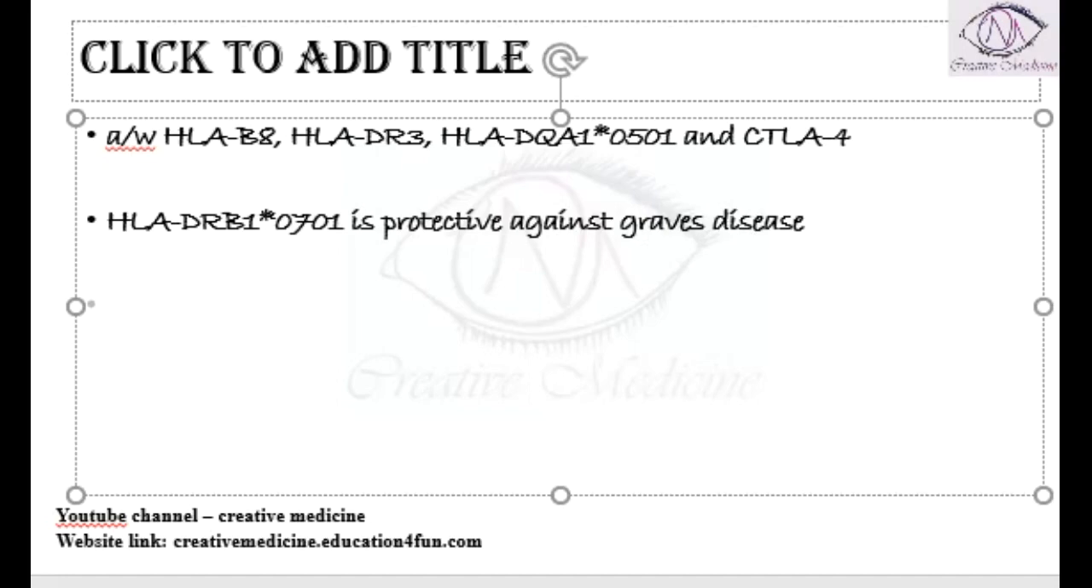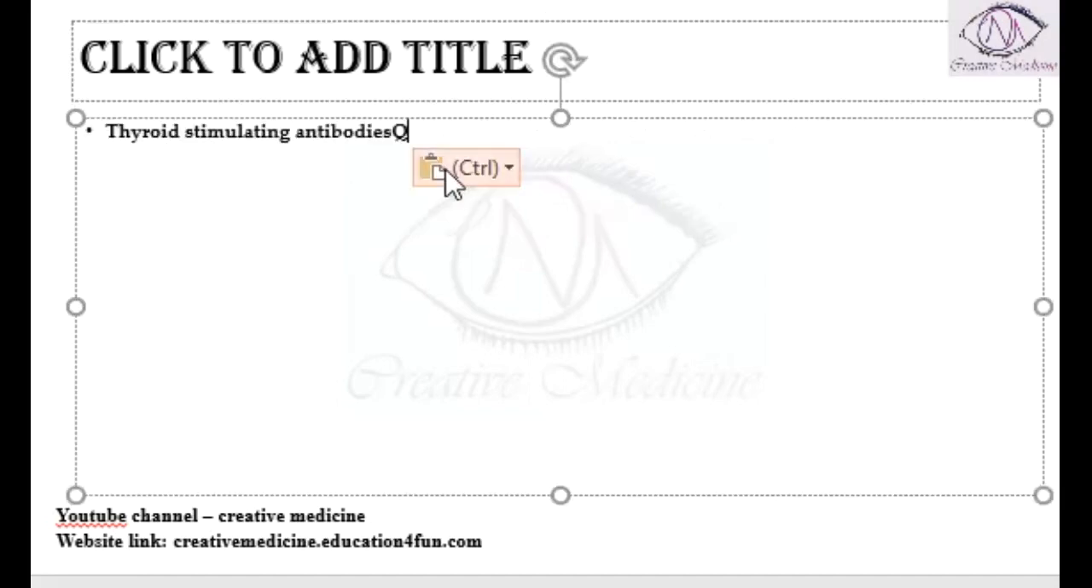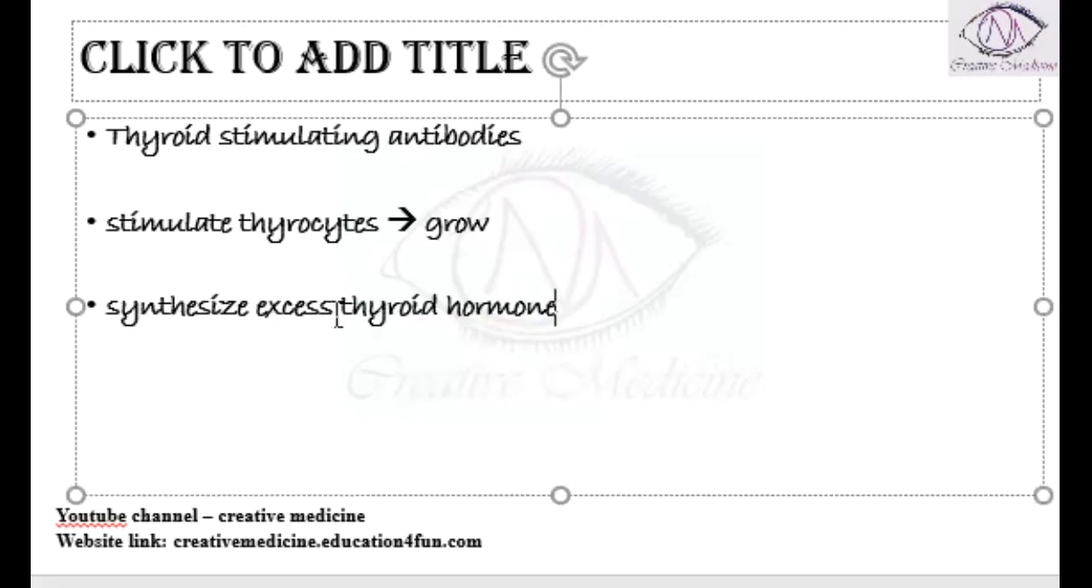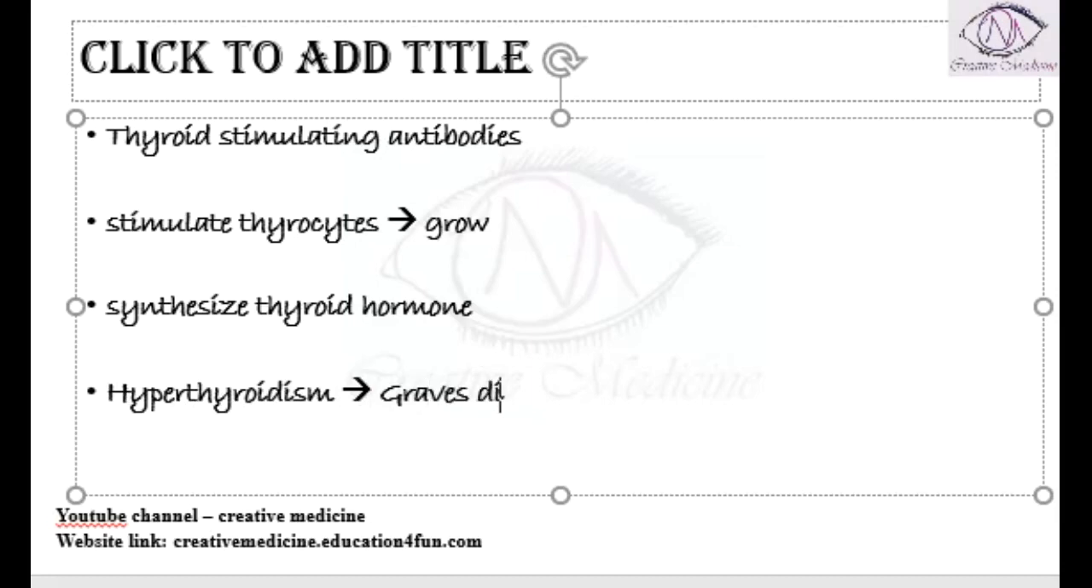In Graves' disease, thyroid stimulating antibodies are present. These thyroid stimulating antibodies will stimulate the thyrocytes, and when they stimulate the thyrocytes, these will grow and also synthesize thyroid hormones. Because of increased thyroid cells, they produce thyroid hormones, resulting in thyrotoxicosis or hyperthyroidism, which is nothing but Graves' disease.